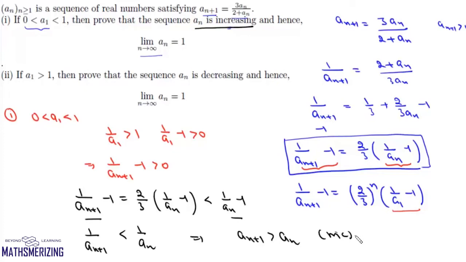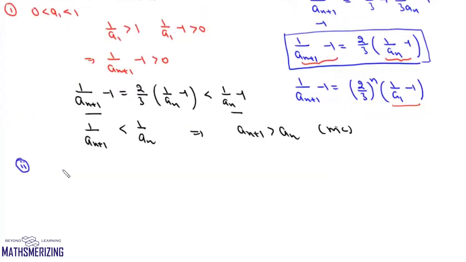Now for the second part, if we take a_1 greater than 1, then 1 upon a_1 will be less than 1. That means 1 upon a_1 minus 1 will be less than 0. And if 1 upon a_1 minus 1 is less than 0, then 1 upon a_{n+1} minus 1 will also be less than 0. Now for this case, both these expressions will be negative.